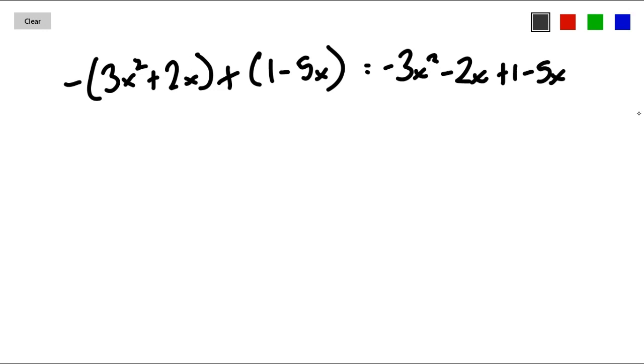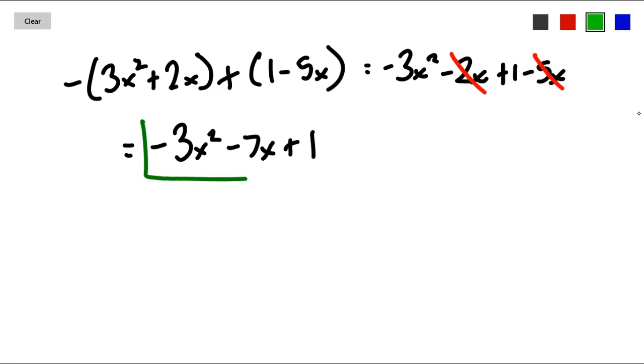And then this is the part where we combine the like terms. So the negative 3x squared stays the same because there isn't any other x squared term to combine it with. But the minus 2x and the minus 5x combine together to form minus 7x. And then the plus 1 just stays the same. So we've effectively combined these two polynomials, these two groups, into one singular polynomial.